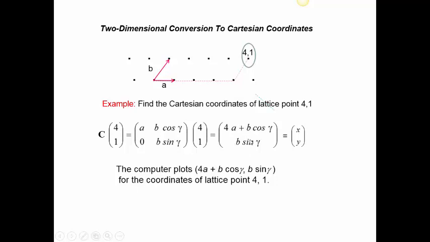So that shows that the computer plots 4a plus b cosine gamma as the x component. This is the x component, and then the y component is b sine gamma. So for the coordinates of the point 41, you can see that you have 4a, and then we have this projection along here for b cosine gamma, and then to go up we have to go b sine gamma. So that's exactly what we have over here.